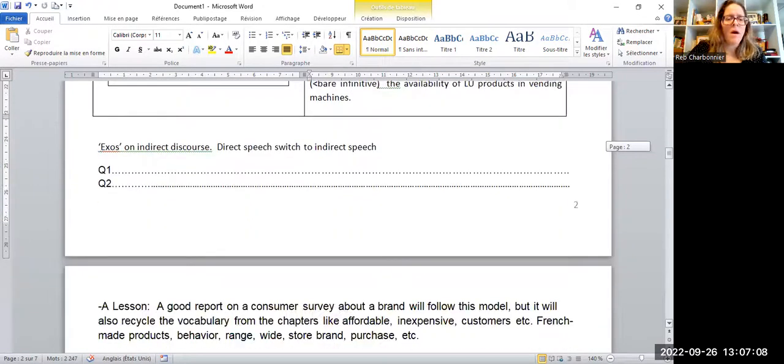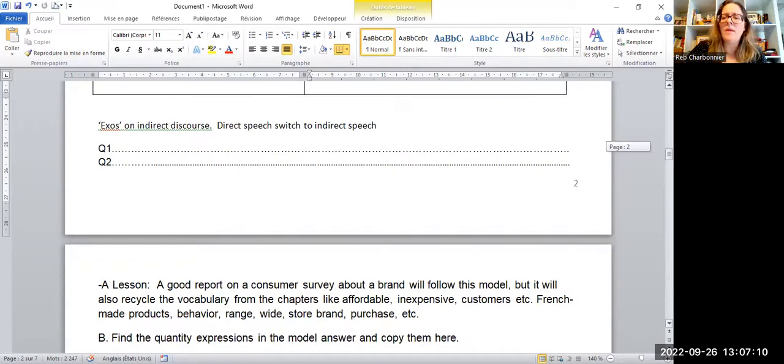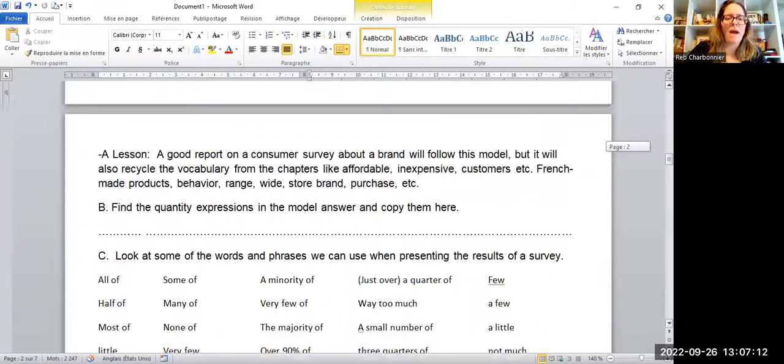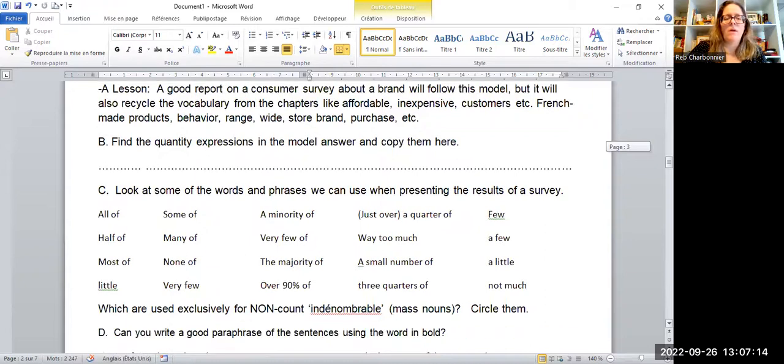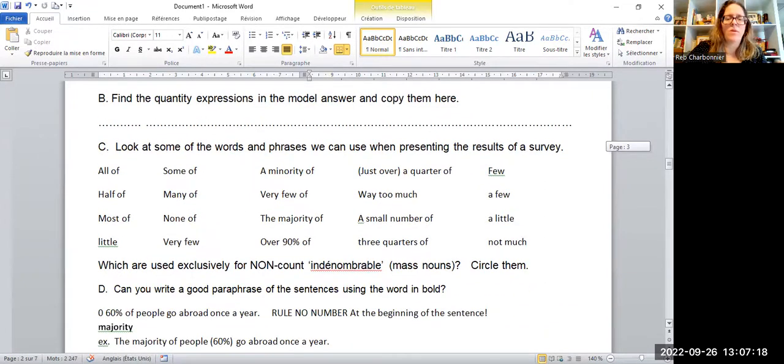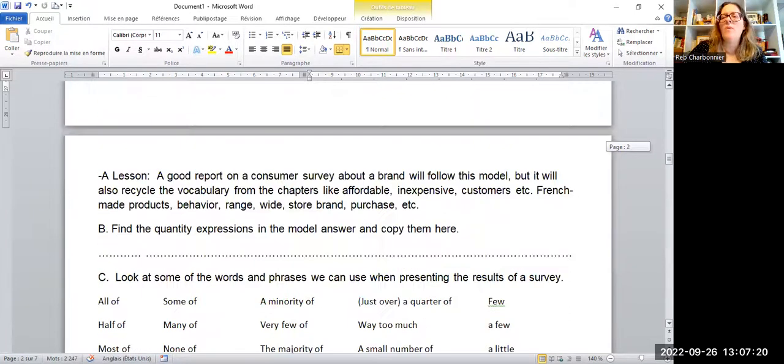Okay, all right, so we're going to be doing the second part. There are activities to do with what are called uncountable nouns and quantity words. So that'll be in part 2.